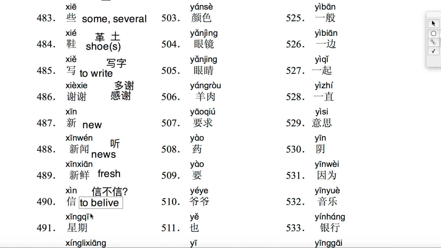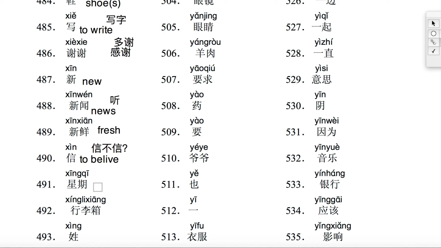So in this case, you can remember it this way. 信 is only one character. It means to believe. You feel less strongly. But 相信, the previous one, two characters together, it means to trust somebody or not. It's stronger.